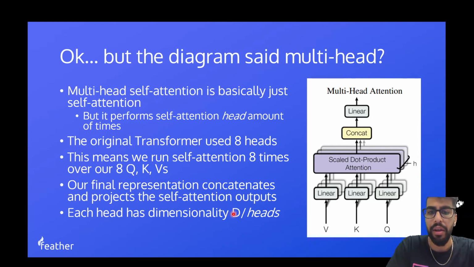Okay, note that this has to be equally divisible, because what we're going to do is concatenate everything together. So if we have 8 heads, we're going to concatenate 8 representations together, so that should obviously give us D-dimensionality. And after that, we're going to project everything back. It's going to be projected from D-dimensionality to D-dimensionality. So this is why the model dimensionality has to be equally divisible by the number of heads that you have.